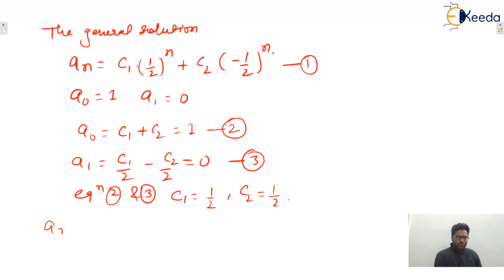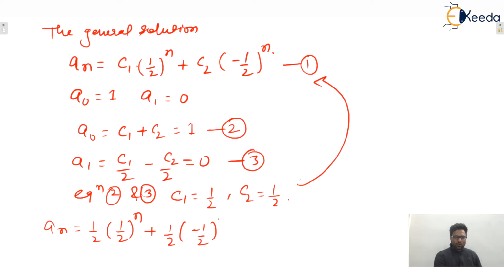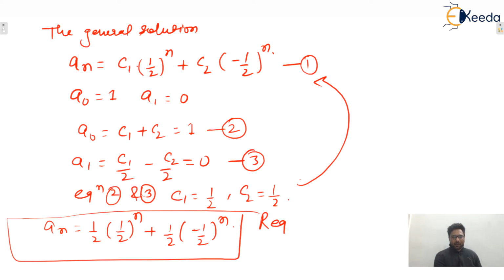So what will be the solution? Put these values in equation 1. Equation 1 becomes a_n = 1/2 (1/2)^n + 1/2 (-1/2)^n, and that is your required solution. I hope this is clear to you. These types of questions you can do easily.